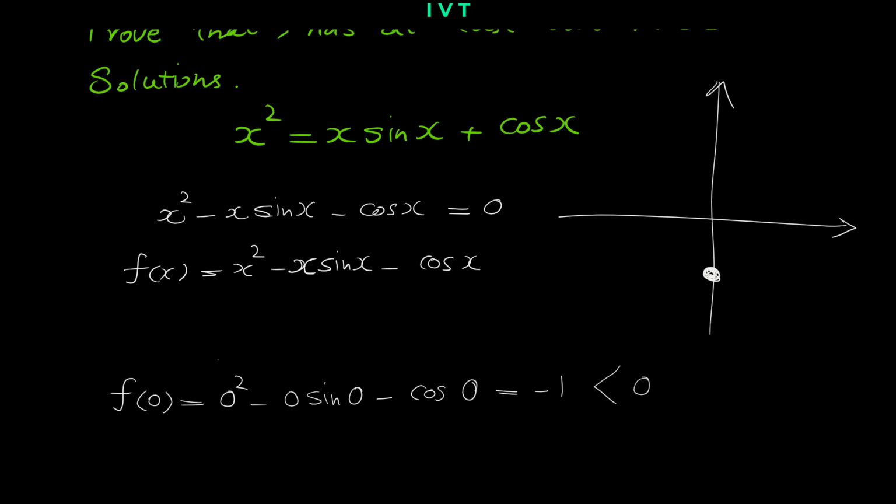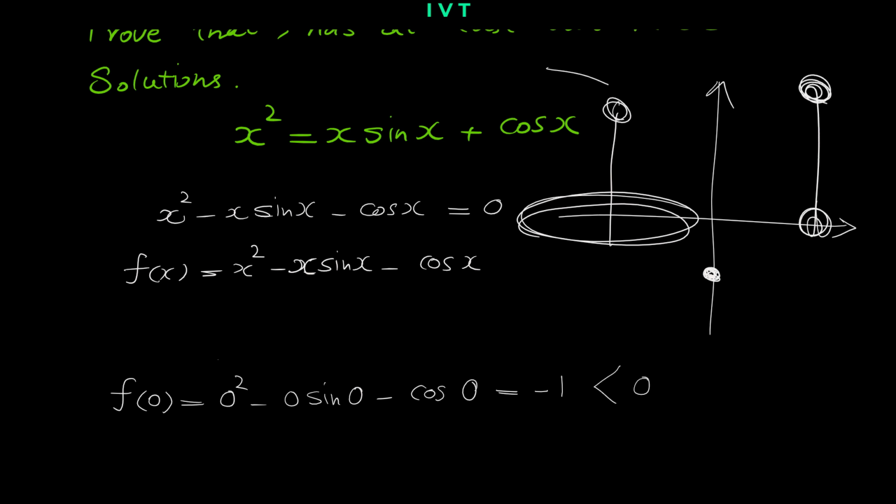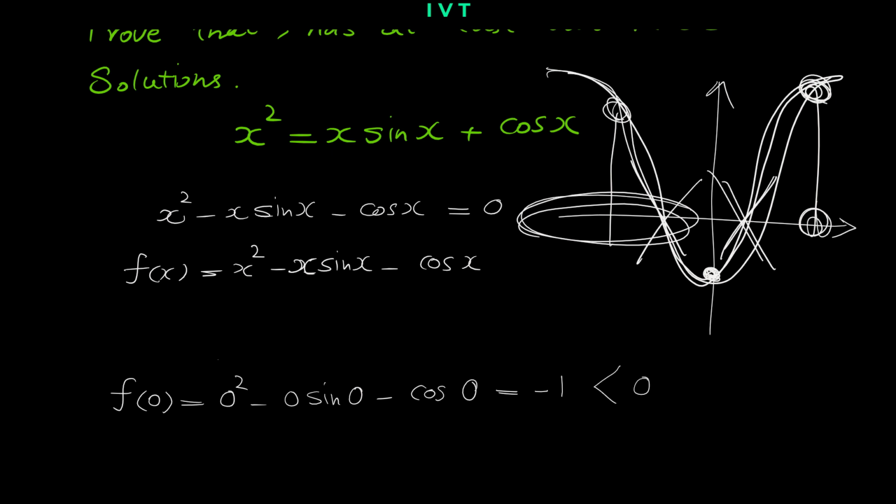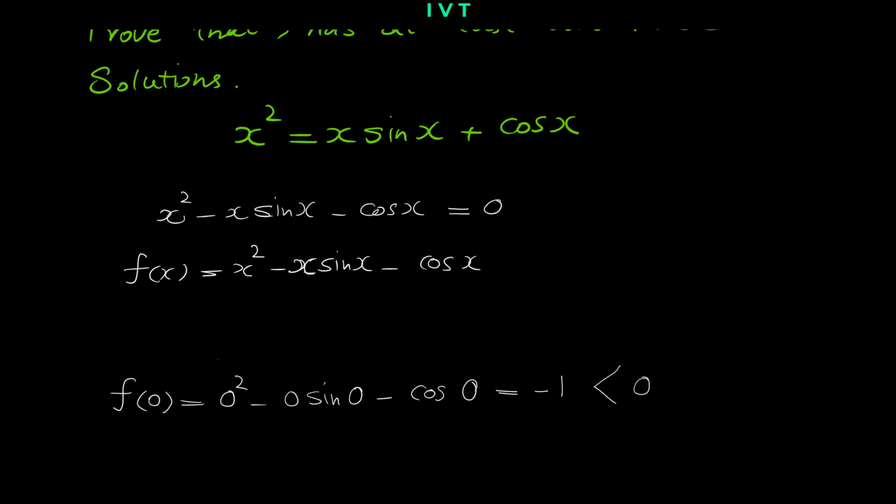Now if we can find a point somewhere here that makes the function positive, and a point here that makes the function positive, then if you imagine a function that passes through these 3 points, then definitely it has two solutions. So now you have to choose 2 points, one greater than 0 and one less than 0, that makes the function positive. If we can find those points, we have answered almost the question.